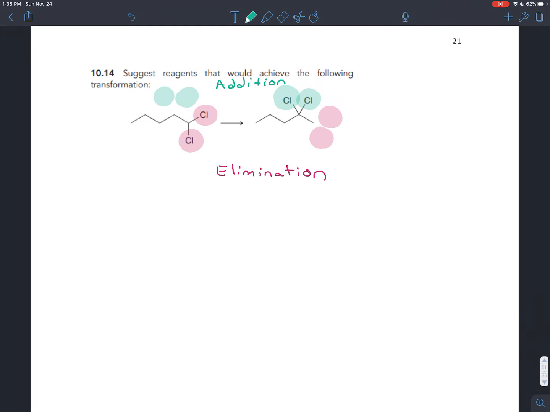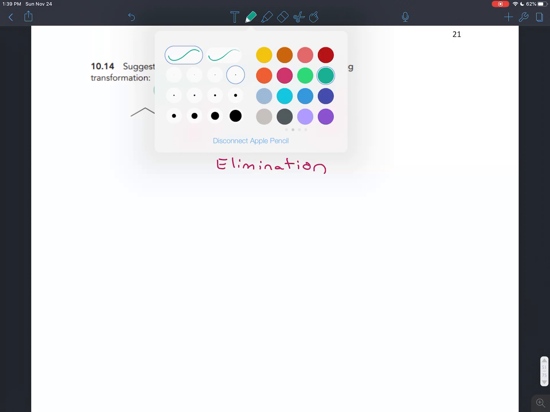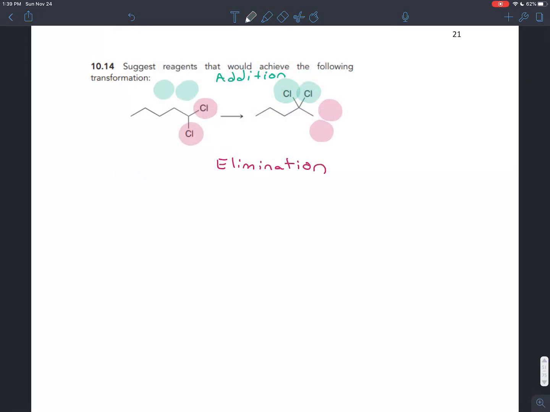Okay. Well, what do we do first? We know we have to do elimination and addition. Which one do we do first? What we have are two chlorines. Those are leaving groups. That's all you need to do an elimination. You need leaving groups and a base, and you can do elimination. Now, we have two leaving groups, so we could do elimination twice.